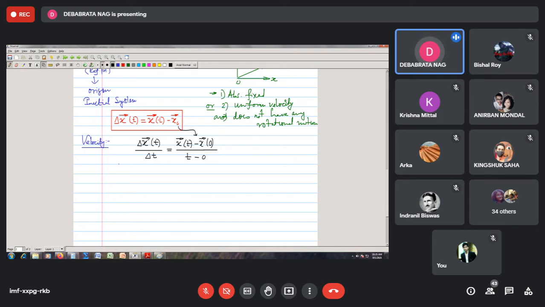Now if I make this delta t vanishingly small, that means if I introduce the limit delta t tends to 0, then from your basic knowledge of calculus, you note that this is nothing but dx bar dt. So this we call our velocity, which is a vector quantity, and I use this bar sign to indicate its sense.